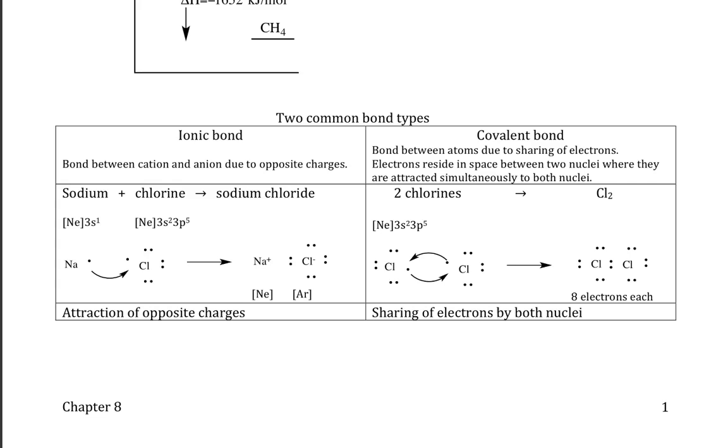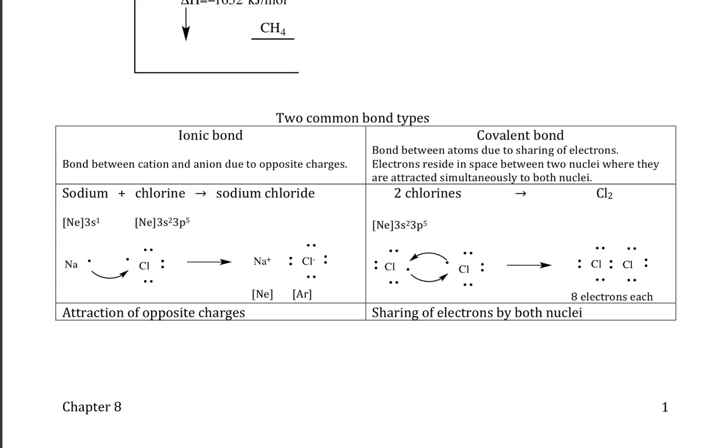The two common bond types, and we'll see there are more, but two very common ones are the ionic bond and the covalent bond. The ionic bond is the bond that forms between cations, which are positive ions, and anions, which are negative ions, due to the opposite charges of these ions. So it's just that electrostatic attraction between plus and minus.